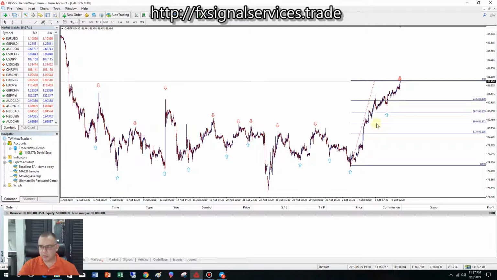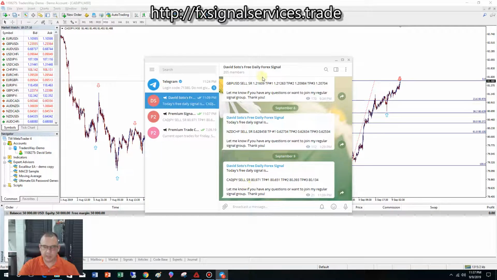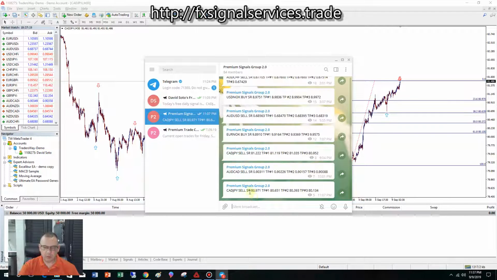Now, if you look in my Telegram signal group, my free daily signal, or even my regular signal group, I have CADJPY strike rate of 80.971, which is pretty close right here, 80.97. I just drew that, but this is the strike rate, okay? What I recommend you doing is placing a sell stop pending order at this point, okay?